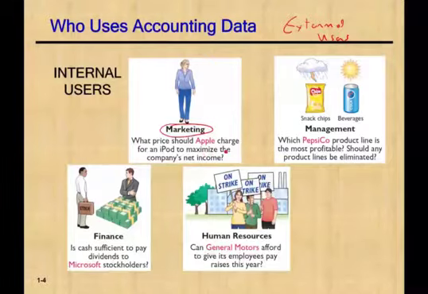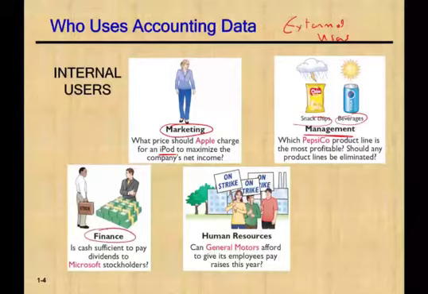For example, what price should Apple charge for the iPod to maximize the company's net income? So the marketing people want data, financial information, to determine if they can charge $30, $50, or $100 for the iPod. Okay? For example, management. For example, which PepsiCo product line is the most profitable? Management is interested in knowing, give me accounting information that's going to tell me, is it the soda beverages or is it the snack chips that's more profitable? And within the soda beverages, you have many lines. Tell me which one is the best.